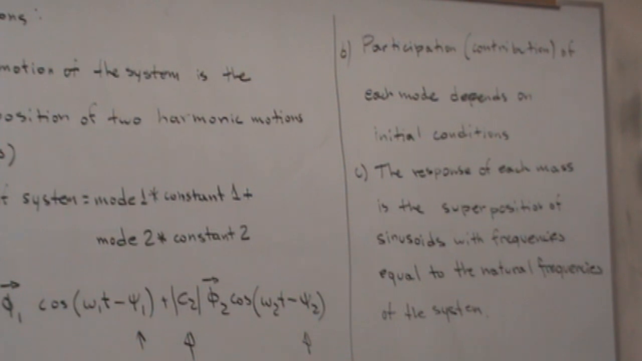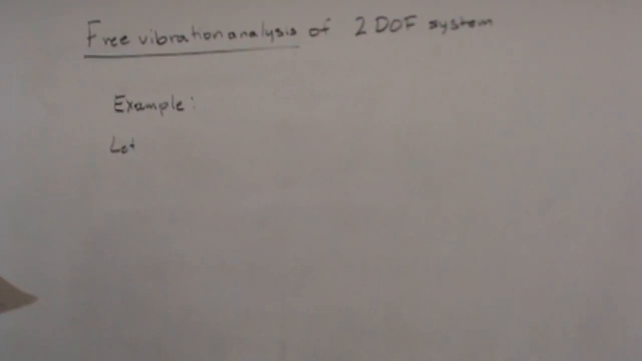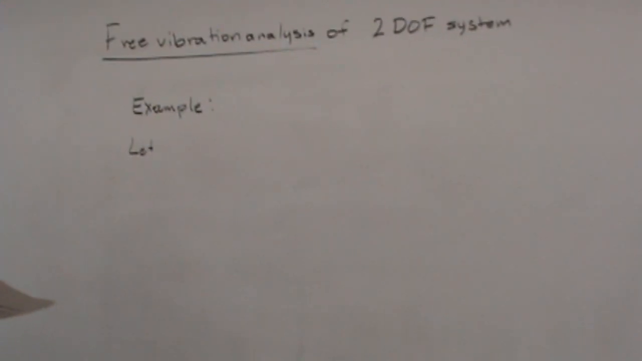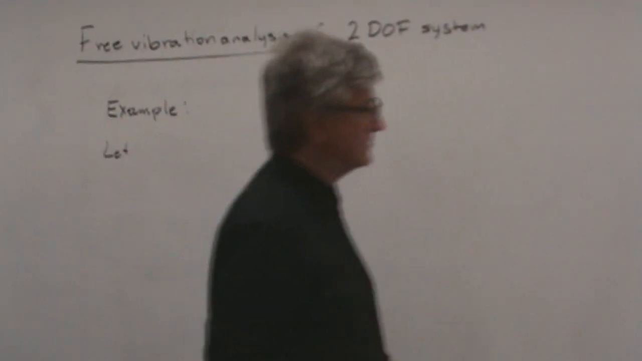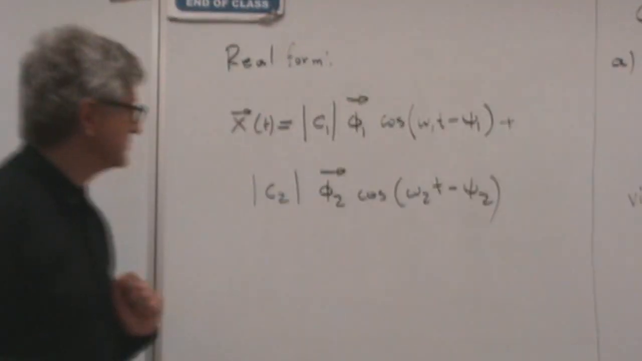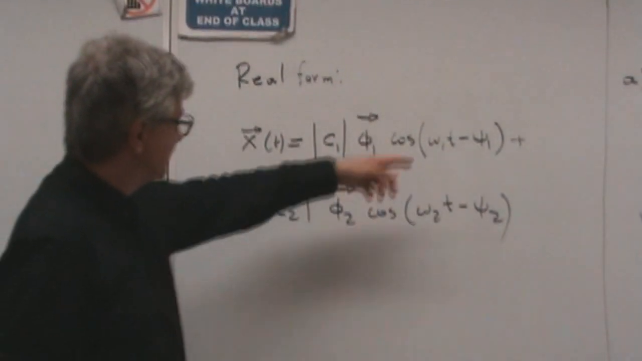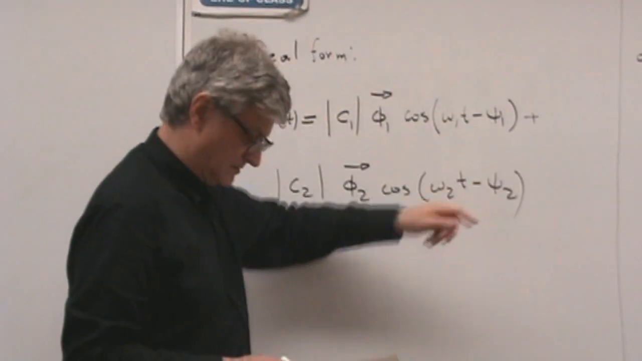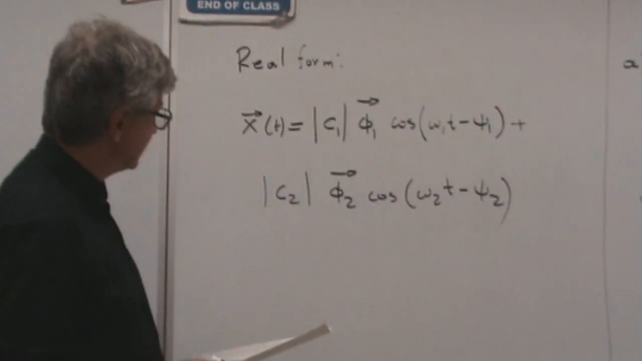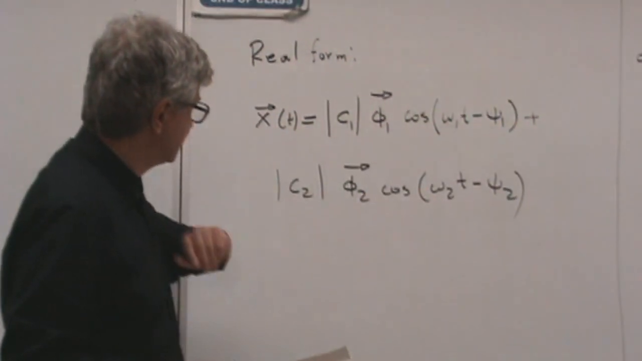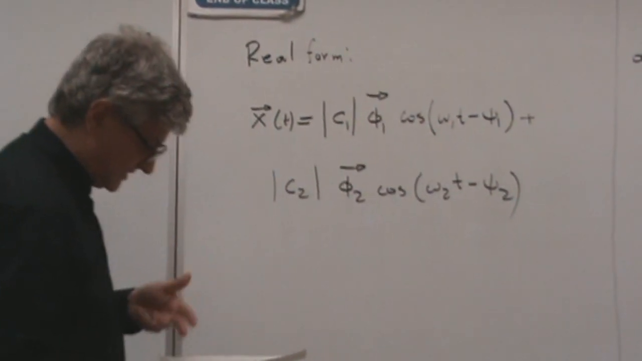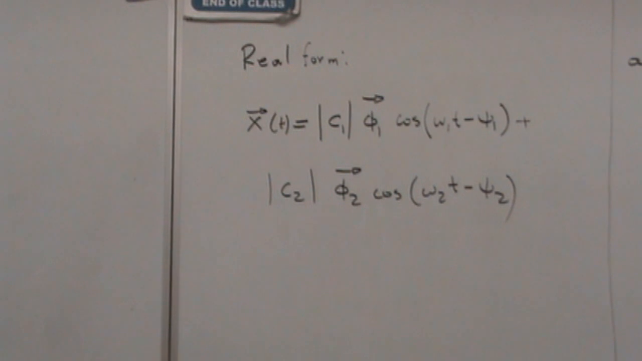Let's say that you solved the free vibration problem. You found the natural frequencies, the mode shapes, and also the phase angles psi1 and psi2. So we have C1, C2, we have psi1, psi2, we have omegas, and we have also the mode shapes.